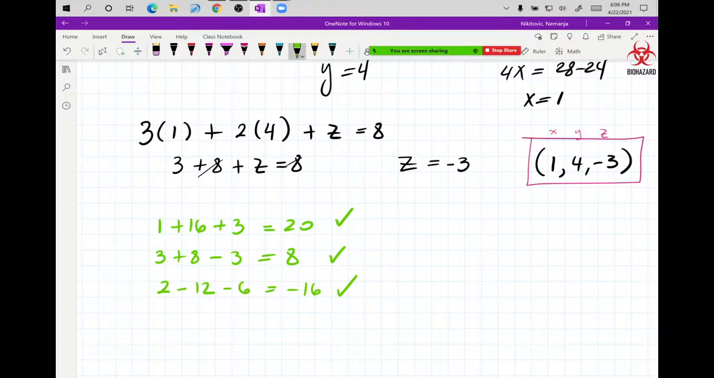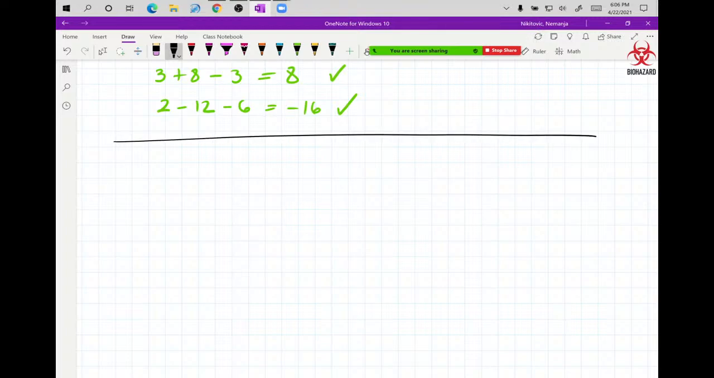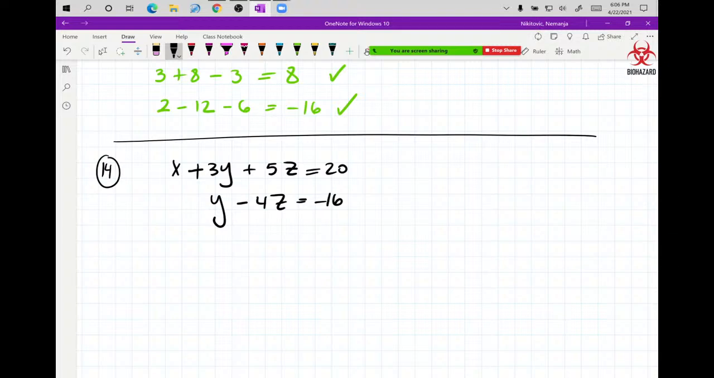And believe it or not, that's it. So now we're just going to practice other examples. And as I said, always think about the fastest, most convenient way to solve the system. Sometimes you will have a system with a variable missing, which means just use the other two equations to kill the same variable. So in this case, this is problem 14: x plus 3y plus 5z is equal to 20. And then y minus 4z is equal to negative 16. And then 3x minus 2y plus 9z is equal to 36.